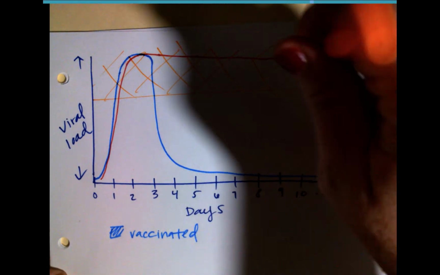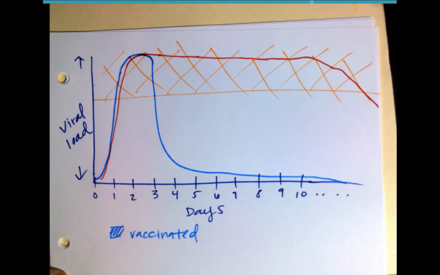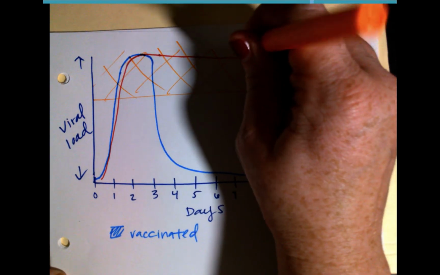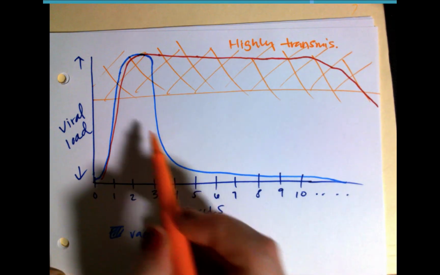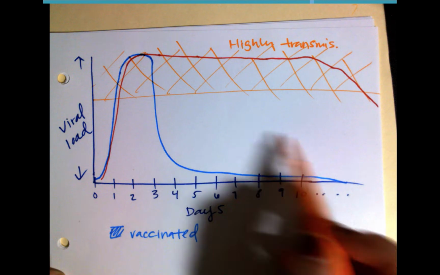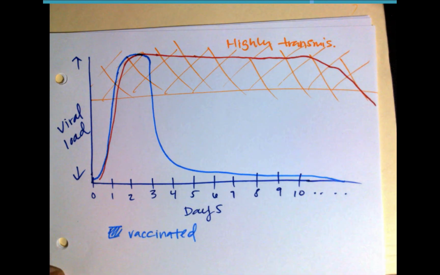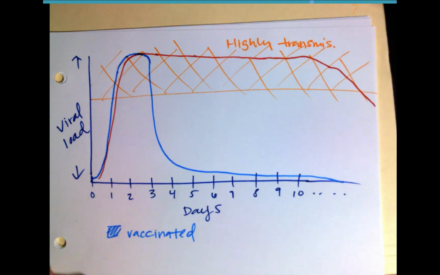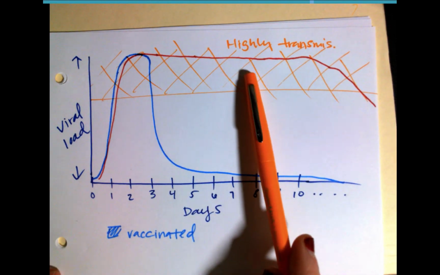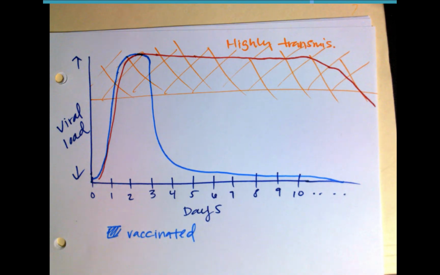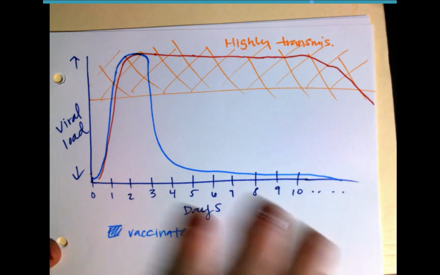Let's say right here is where you would be highly transmissible. Everywhere else is not going to be as likely to be transmitted to other people. It's kind of difficult to explain why it's more transmissible. It's not just the viral load. Let me see if I could try to explain this. Hold on. Okay, so this is done.